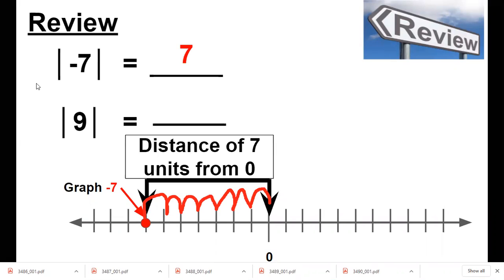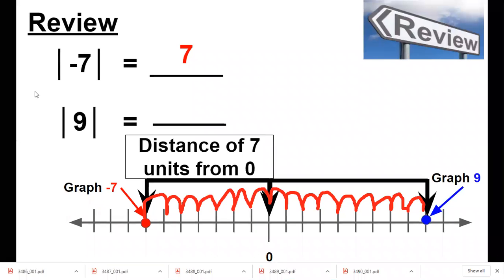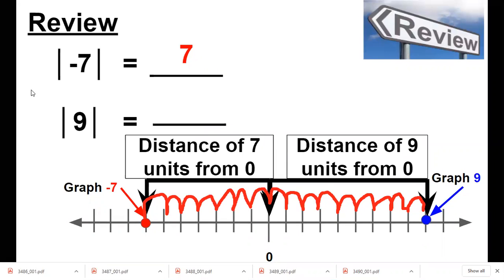How about the absolute value of +9? How many units from 0 is +9? Well, if we plot 9 on our number line, we can count how many units from 0 that point is. So we will count from 0: 1, 2, 3, 4, 5, 6, 7, 8, 9. 9 units from 0. Remember, absolute value is a distance from 0. So the absolute value of 9 is 9, 9 units from 0.